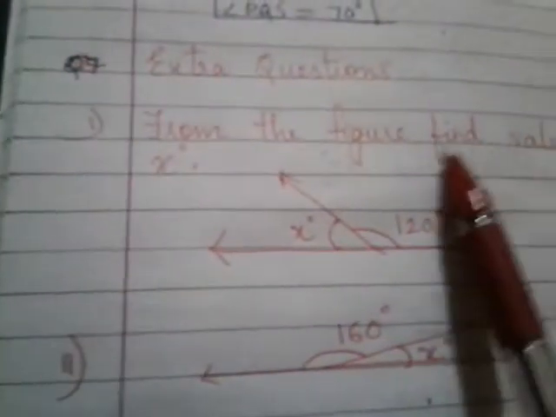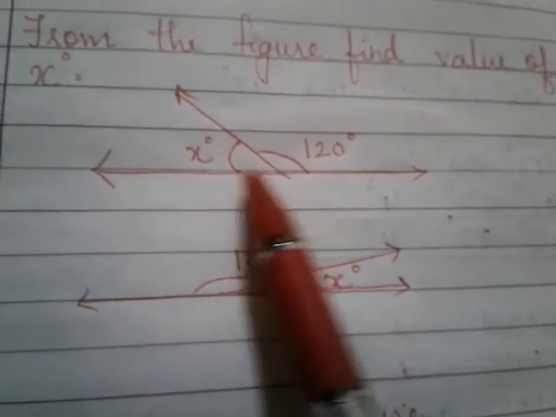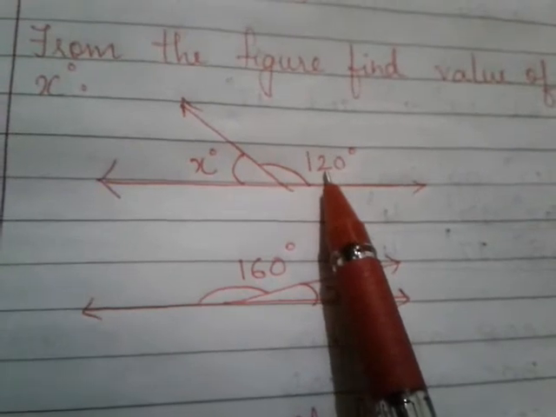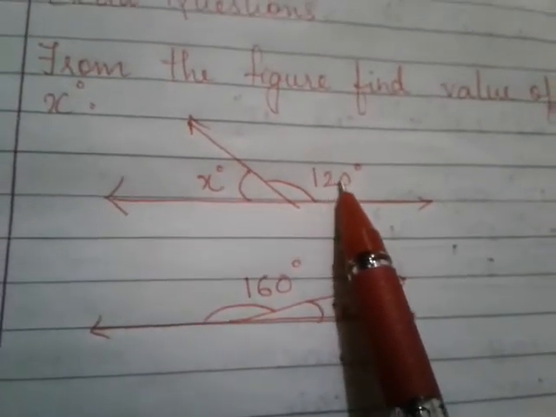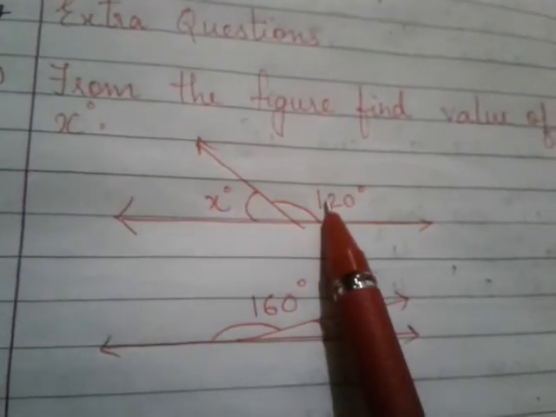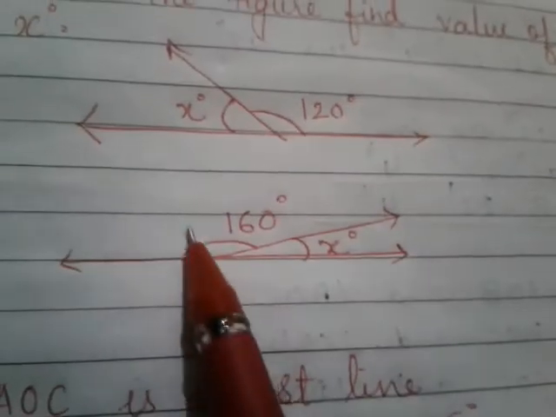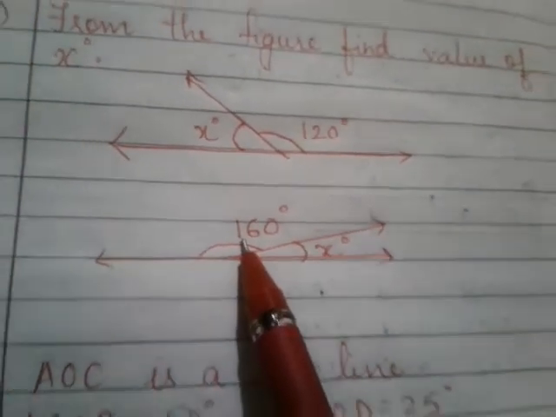Now you can see here, extra questions I have given, children. Extra questions: from the figure, find the value of x. This is a straight line, so x plus 120 degrees is equal to 180 degrees. What will be your first step? X plus 120 degrees is equal to 180 degrees, then transpose 120 to the RHS. Similarly here also, x plus 160 equals 180 degrees.